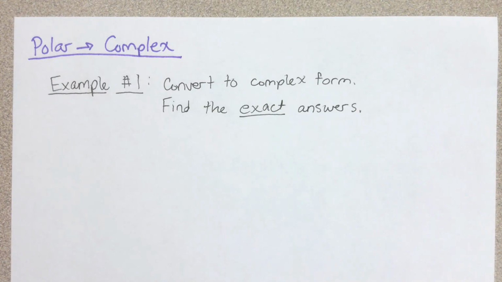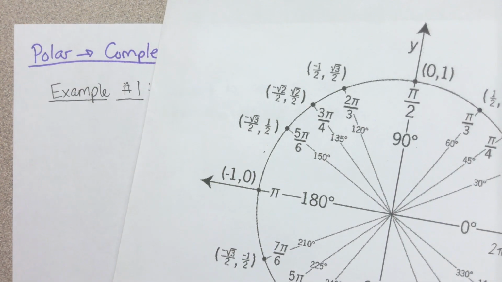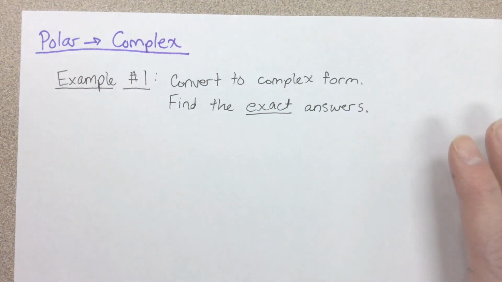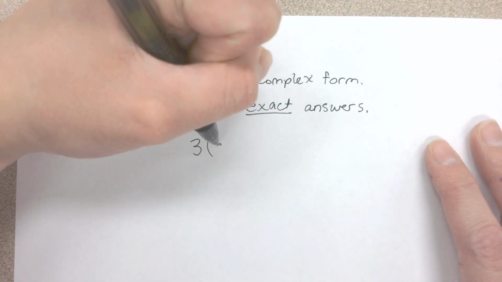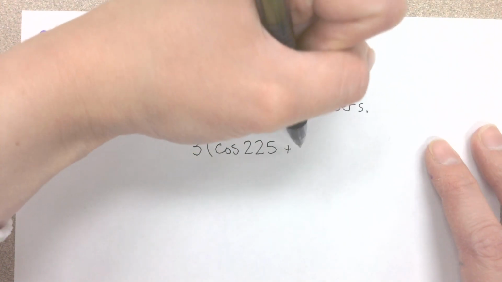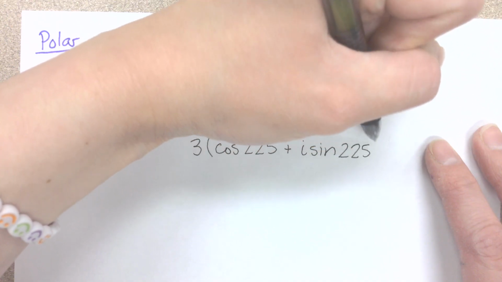And when it says exact, that's your hint that you're going to use the unit circle. Because if you just type it into your calculator, you're not going to get exact, you're going to get a decimal. The unit circle, as always, will be provided for you on the test. Okay, let's write out the problem. Our number here is 3 cosine of 225 plus I sine of 225.